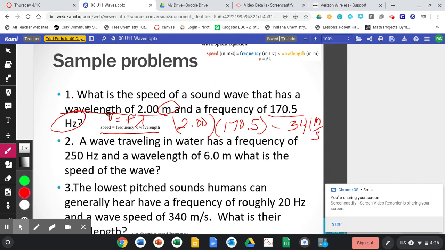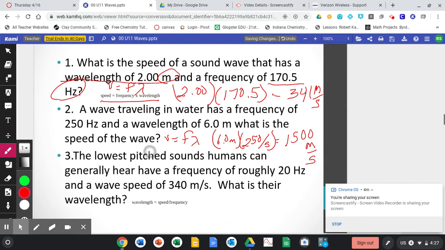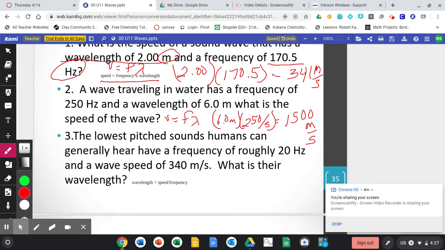The second example is actually asking the same thing. It's asking me to find the speed of the wave. So I'm going to do the same thing. I'm going to use the formula. Velocity is equal to frequency times wavelength. So I am going to take 6 meters times 250 hertz. Instead of saying hertz, what if I wrote it per second? So then maybe you'll see how I'm getting meters per second as my unit. So I'm taking 6 times 250, and that gives you 1,500 meters per second. And so we found the speed of that wave.